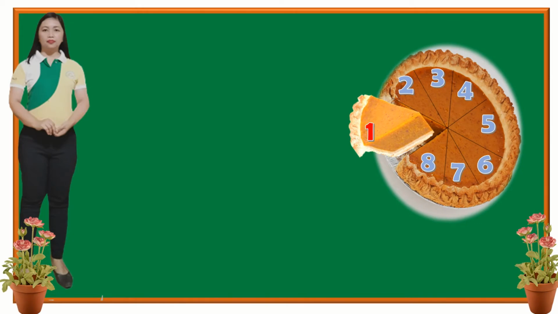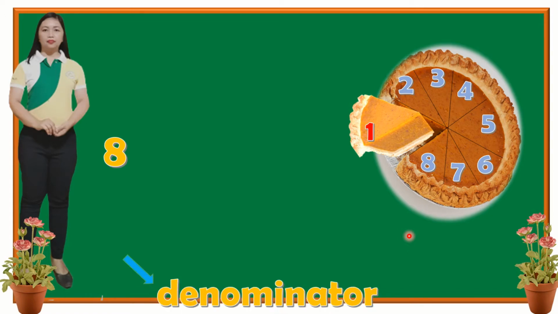Do you know what this is? Yes, it is a pie. Correct. Do you know that a pie can represent a fraction? And what is a fraction again based on your past lessons? Yes, a fraction is a part of a whole, correct. The pie is sliced into 8 parts. 1, 2, 3, 4, 5, 6, 7, 8 parts. So we write 8 as your denominator.